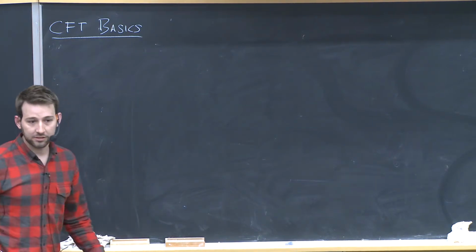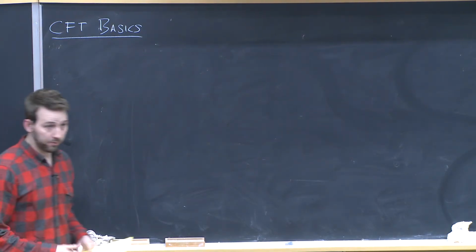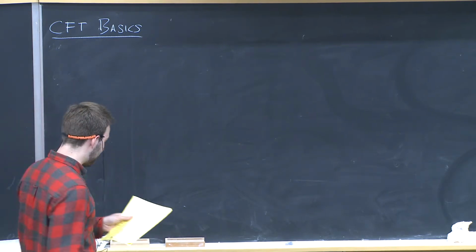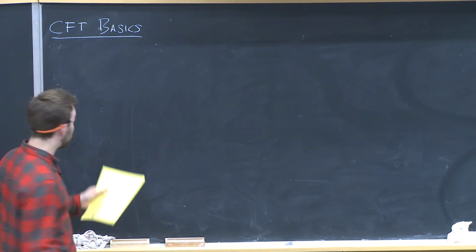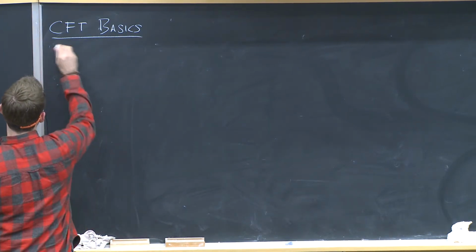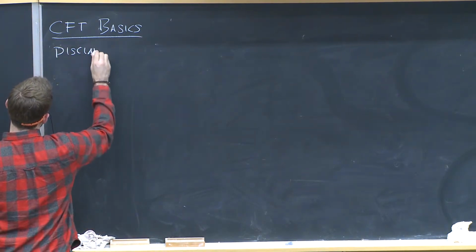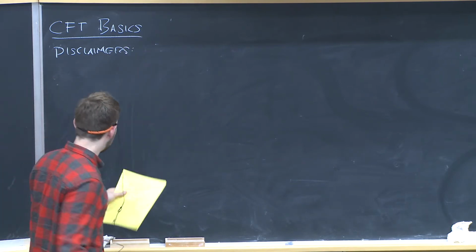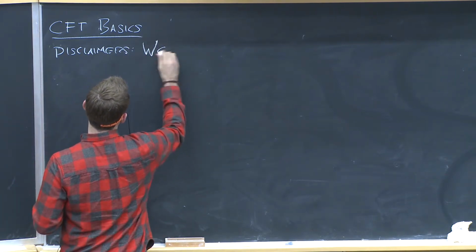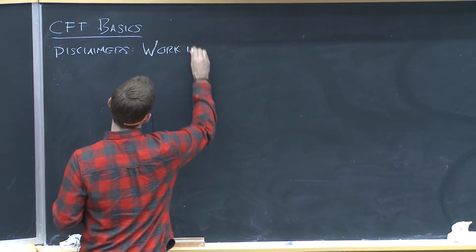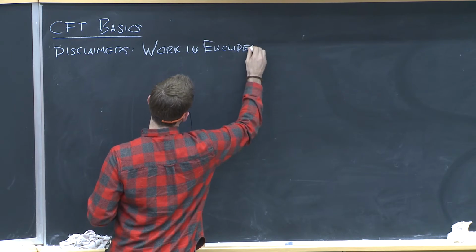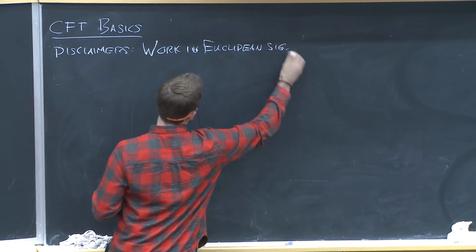So let me make some disclaimers first about sort of the scope of what I'm going to discuss and the assumptions I'm going to be making more or less all the time. So first, my talks are going to be in Euclidean signature.